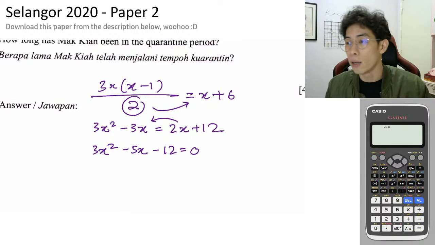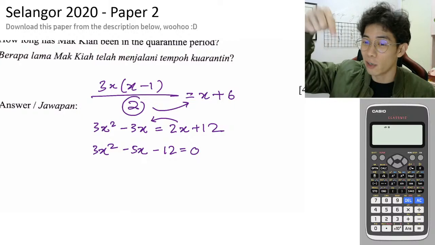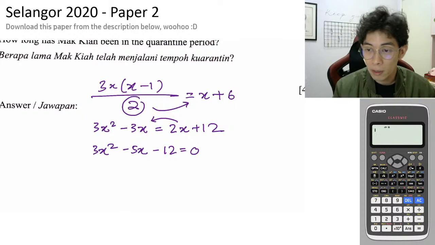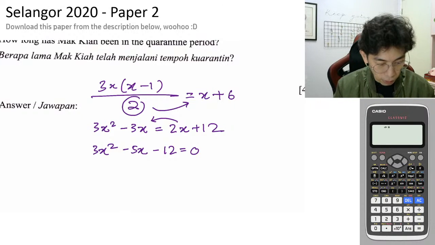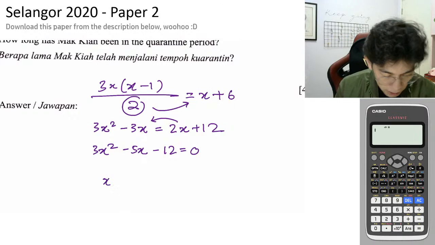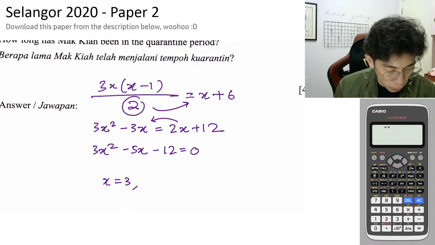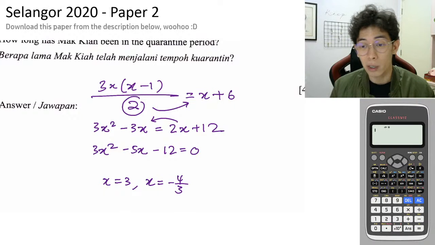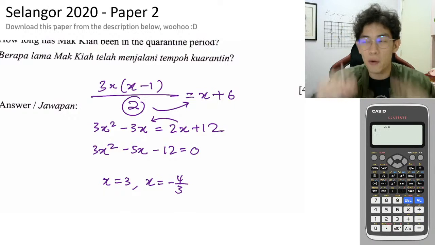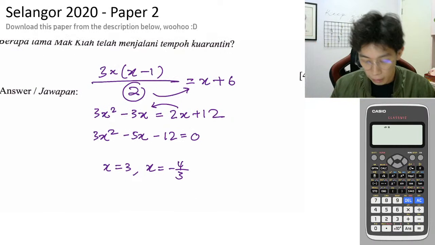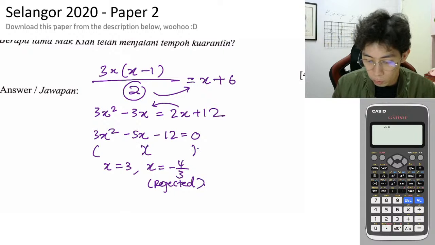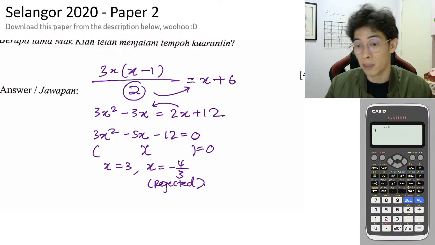And now take your calculator. Sorry, I'm not using the calculator below, I'll just mention it to you so you can do it yourself. So you key in 3, minus 5, minus 12. You will get x equals to 3. The other one, please don't write decimal, so x equals to negative 4 over 3. Remember, in your problem solving type of so-called HOTS question, don't take the negative, so you put rejected. And remember your SPM syllabus.